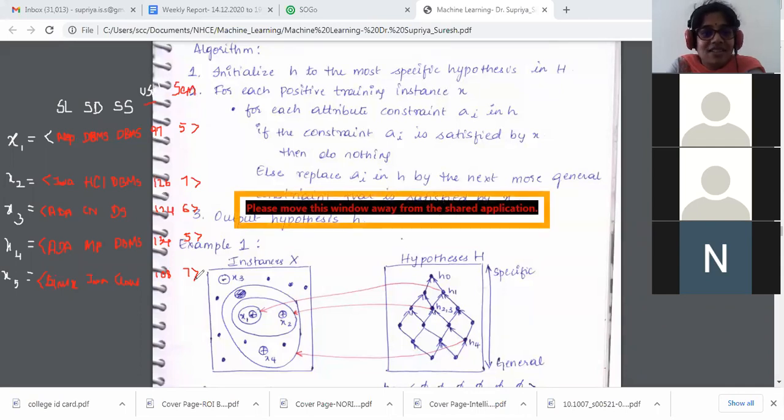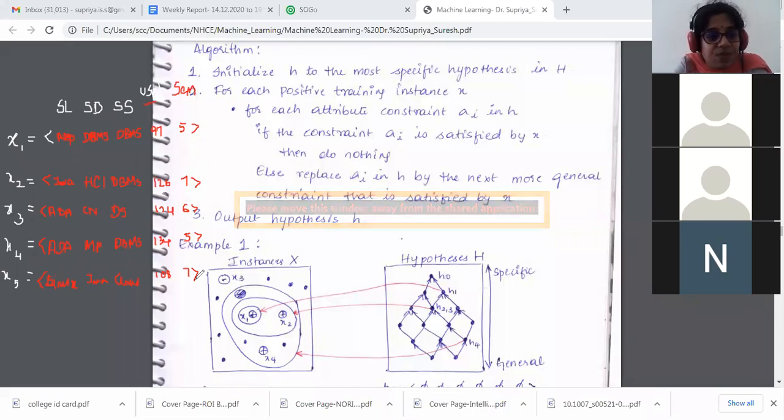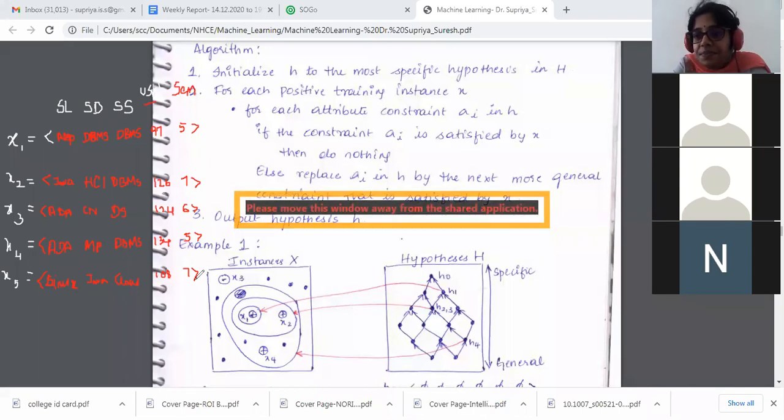The X1 instance is algorithms, DBMS, 97 and 5. X2 is Java, HCI, DBMS, 126 and 7. X3 is ADA, CN, data structures, 124 and 6. X4 is ADA, microprocessor, DBMS, 134 and 5. X5 is Linux, Java, Cloud, 108, 7. What is your step 1 now that you have to do with the Find-S algorithm?